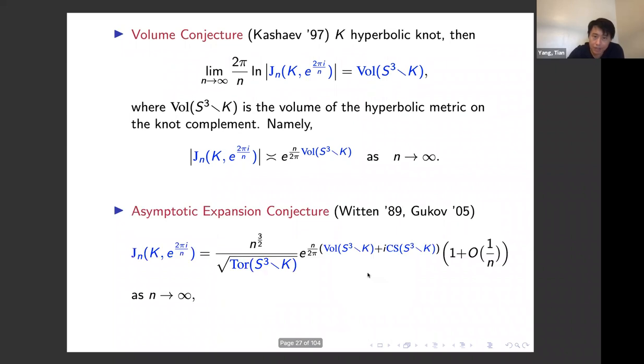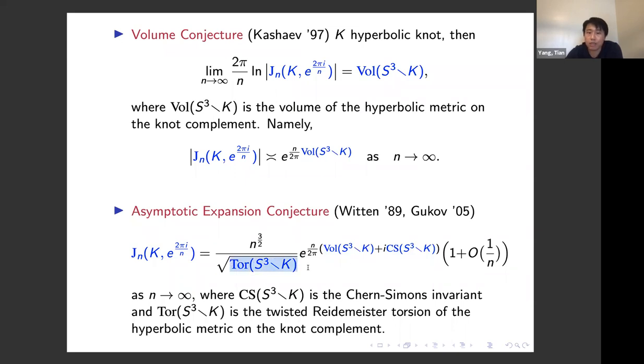Then we have this asymptotic expansion conjecture due to Gukov, but I think it's based on the original idea of Witten, which says that if we consider the full asymptotic expansion of the sequence of complex numbers in the index n, we get not only the volume, but also the Chern-Simons invariant of the knot complement, and also the twisted Reidemeister torsion. To be precise, it is the Reidemeister torsion twisted by the adjoint action of the holonomy representation of this hyperbolic structure. So these geometric invariants are part of the extra information.